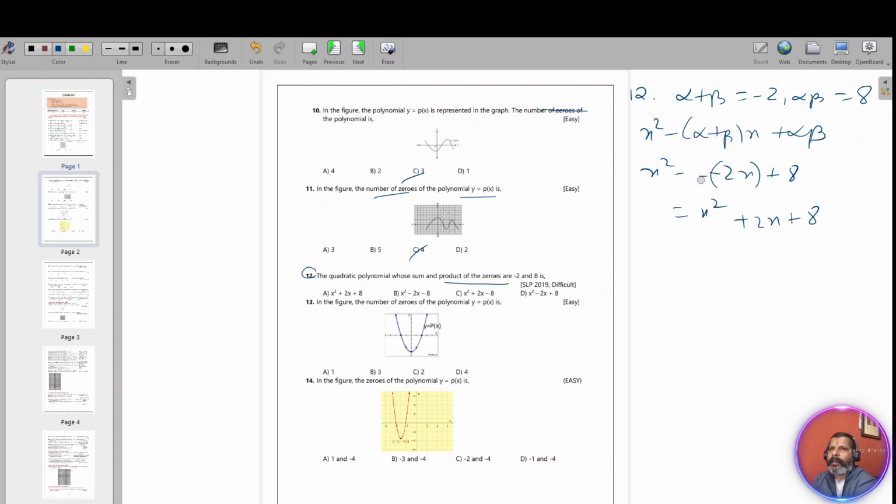This minus not required. Okay, that is answer A. In the figure, number of zeros, again it is touching the x-axis at 2 points, the answer is 2.